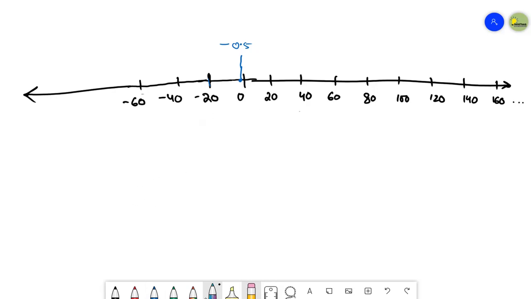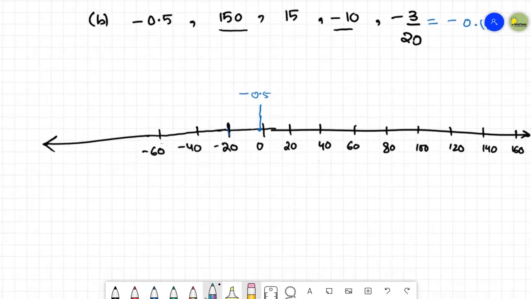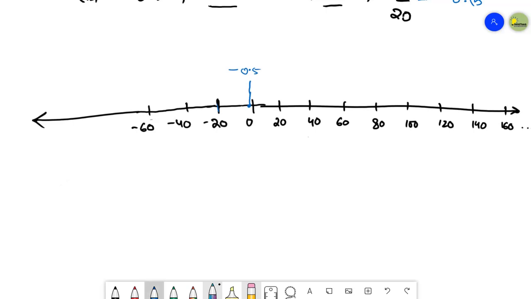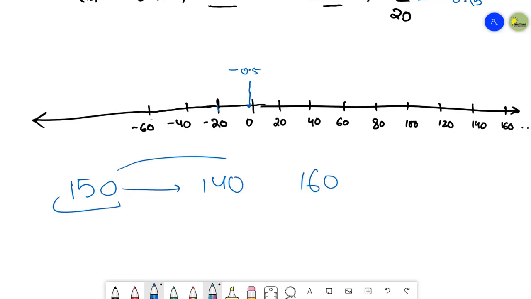Now, the second number that is given to me is 150. 150 is very easy to plot. Why? Because on my number line, I have 140 and I have 160. And I know that 150 is the middle value of these two numbers. So it is going to be placed somewhere over here. The middle value of 140 and 160 is 150. This is how you are going to place it.